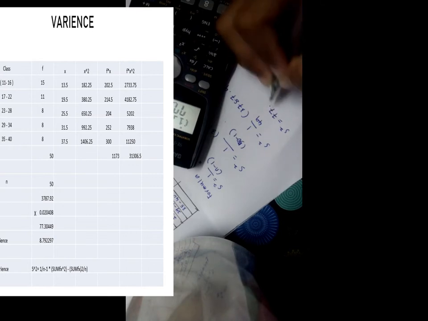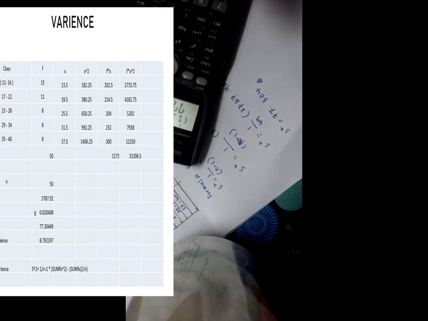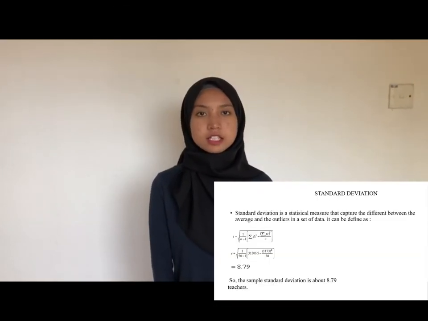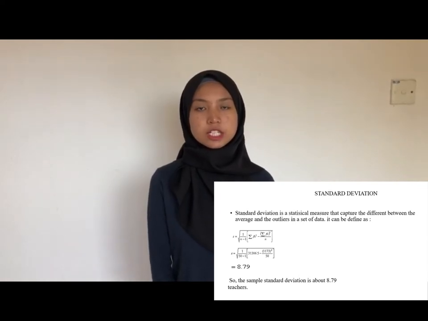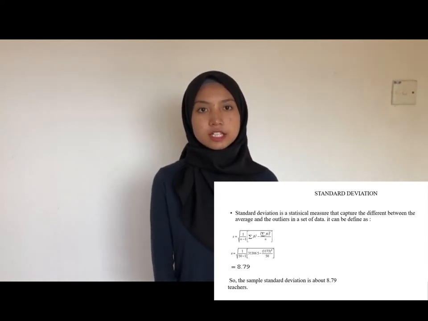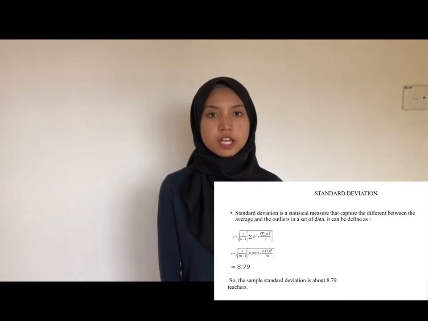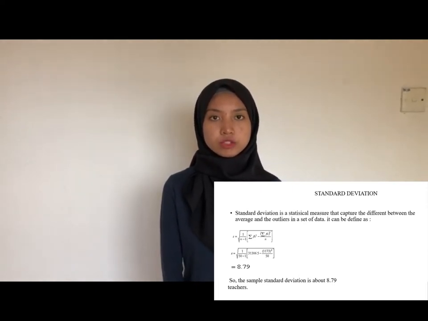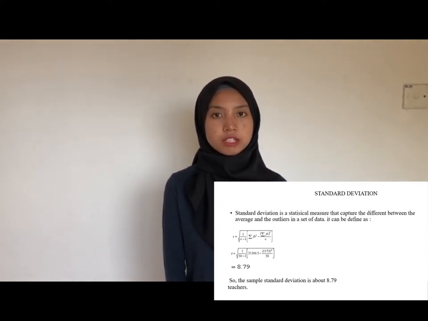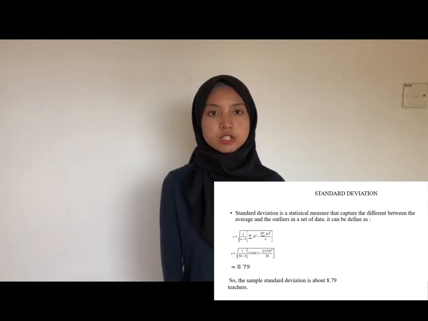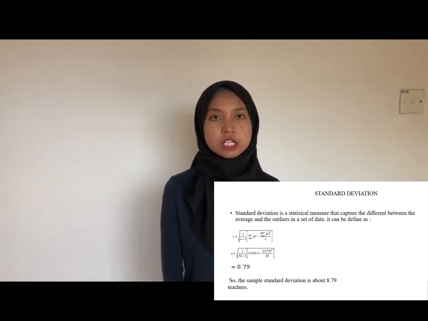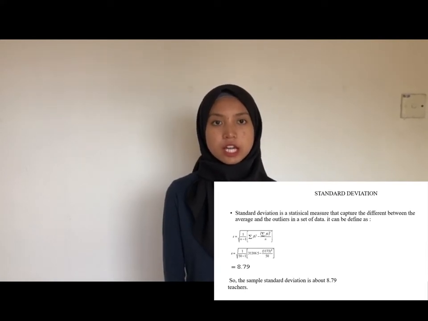Variance is 7777304. Okay, that's the variance. Standard deviation is a statistical measure that captures the difference between the average and the outlier in a set of data. Standard deviation can be defined as the square root of 1 per n minus 1, square bracket fx to the power of 2 minus bracket fx to the power of 2 divided by the number of samples. So the sample standard deviation is about 8.79, teacher.